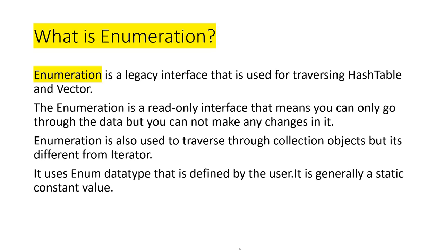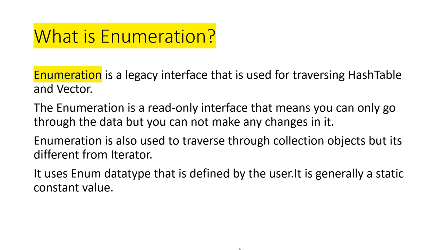Enumeration is different from iterator. How? Enumeration is a read-only interface that can just read the elements of an object, but it cannot perform any operation on it, like it cannot remove any element, while iterator, at the time of reading and traversing a collection, can remove elements from it. So that's the major difference. Enumeration is a read-only interface. You can only go through the data, but you cannot make any changes.